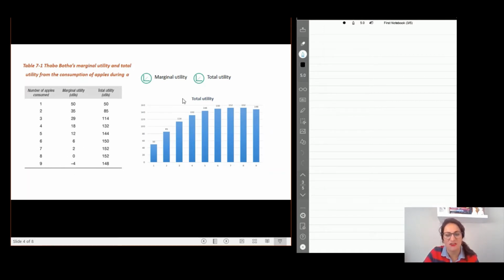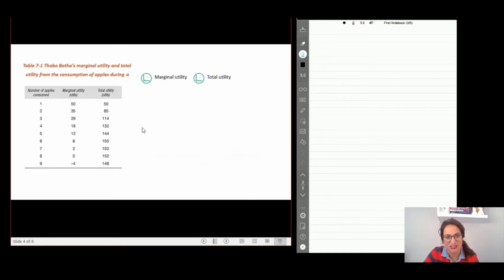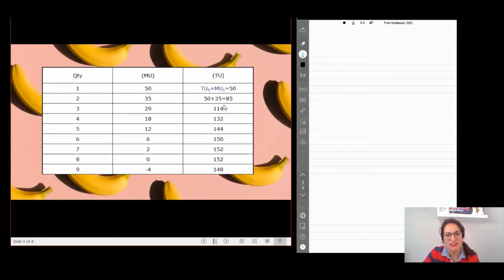Now I'm just going to show you on the next table how to calculate the total utility. Now total utility is calculated as the sum of your marginal utilities. So with the first quantity, marginal utility and total utility will always be the same. So if you take this 50, the total utility, plus your 35 marginal utility, you get 85. 85 plus 29 is 114. 114 plus 18 is 132. 132 plus 12 equals 144. 144 plus 6 is 150.